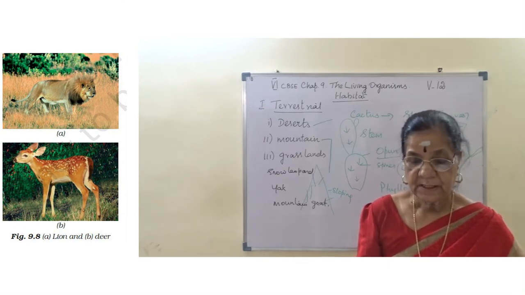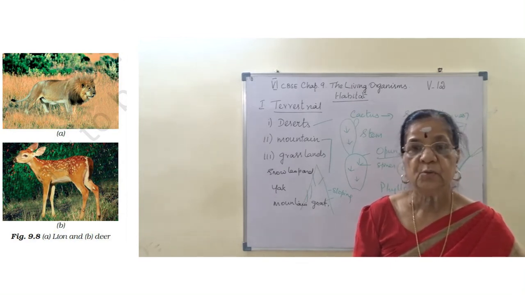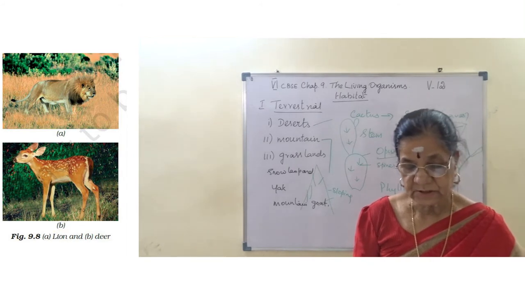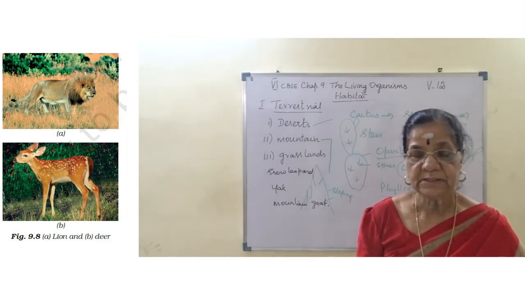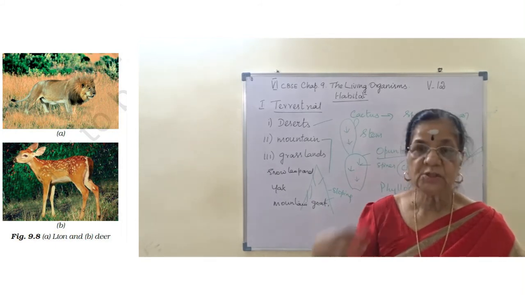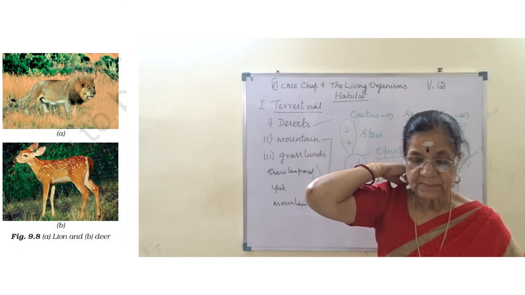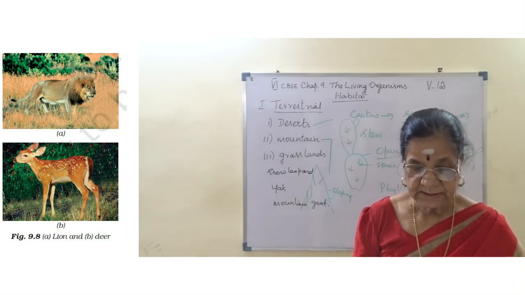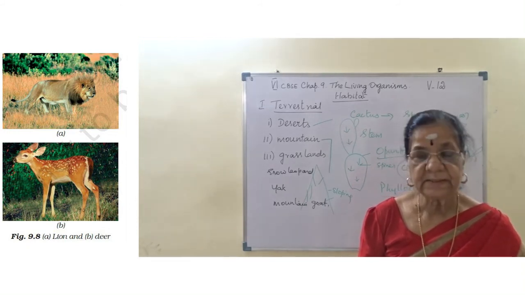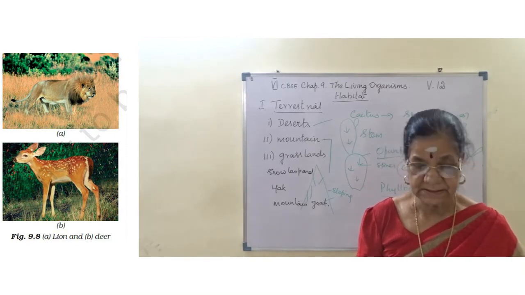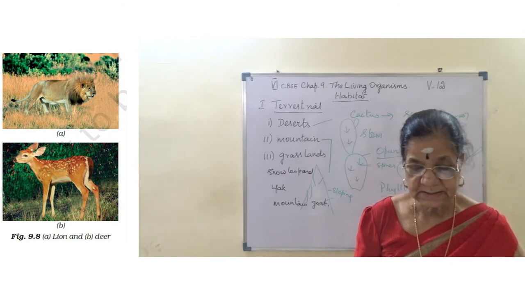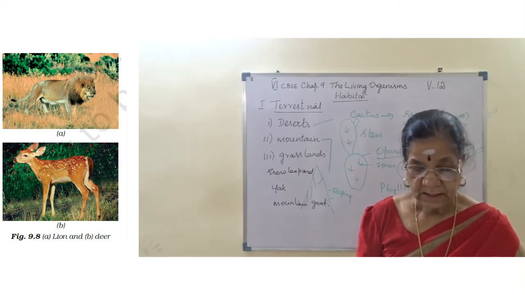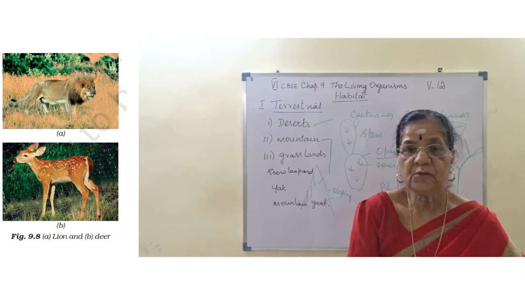Next, a deer. Deer is another animal that lives in forest and grassland. It has strong teeth for chewing hard plant stems of the forest. A deer needs to know about the presence of predators, animals like the lion that make it their prey. So the deer has strong teeth for chewing hard plant stems of the forest, and it also needs to know about the presence of predators.